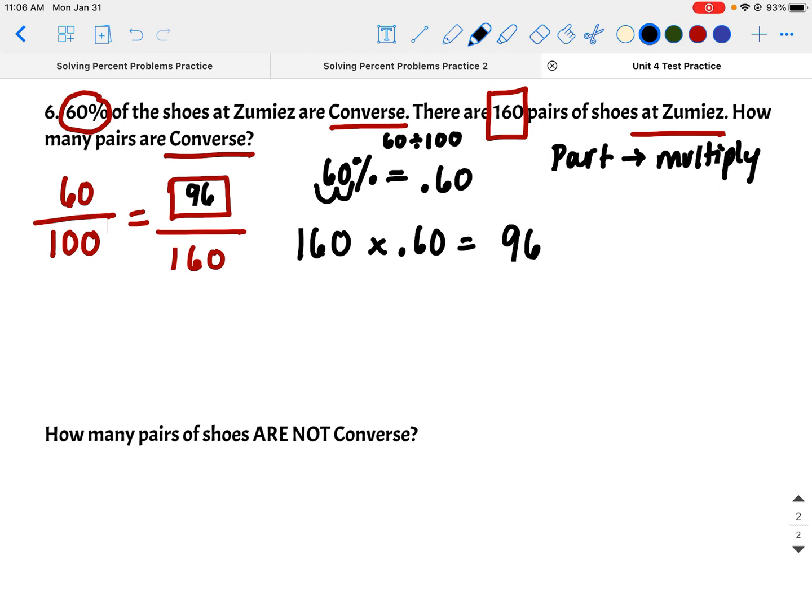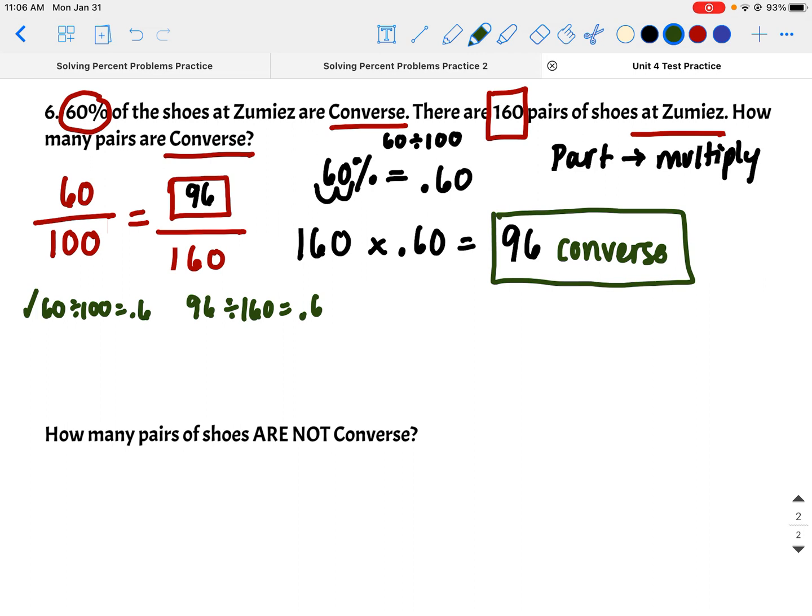So we can ask ourselves here, is it reasonable that 96 out of 160 is about 60%? Yeah, it could be, but let's check for sure. 60 divided by 100 is 0.6. We want to make sure 96 divided by 160 is the same. And when I check it, it is. It's also 60%, 0.6. So I can be confident in that value that 96 pairs were Converse.